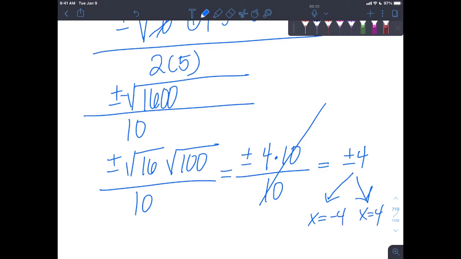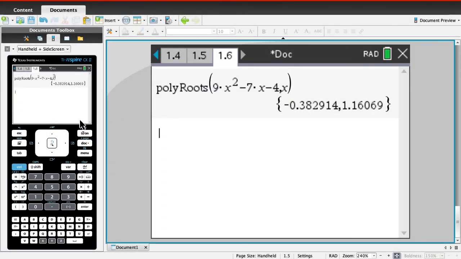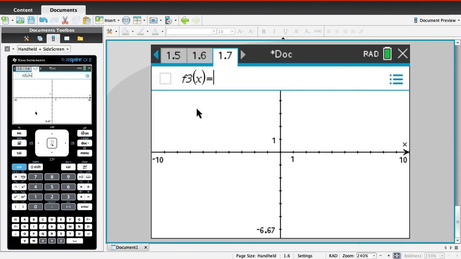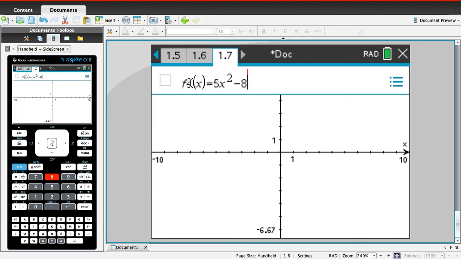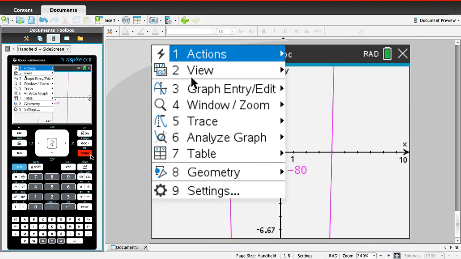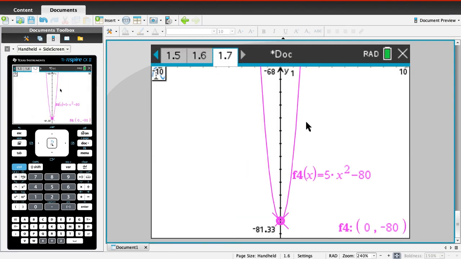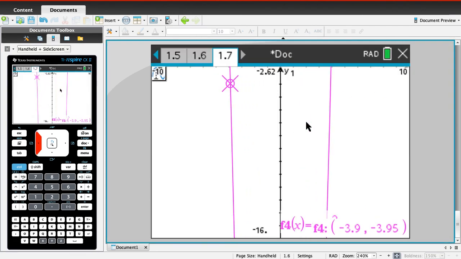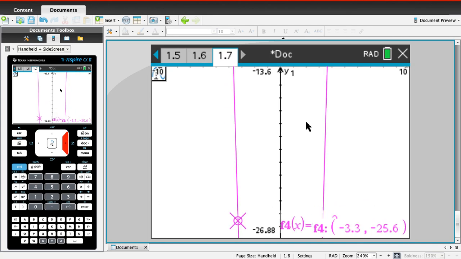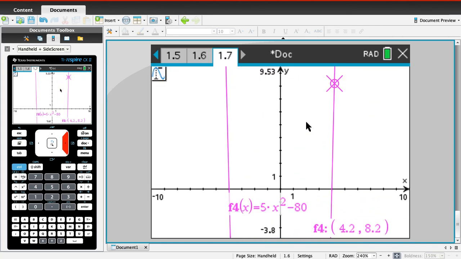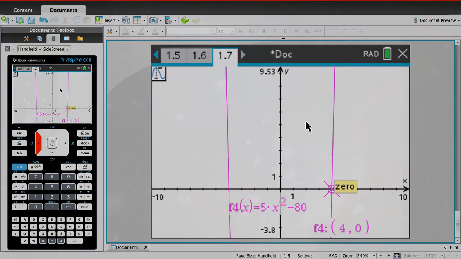So we have one root located at x equals negative 4, the other at x equals 4. Let's verify this in our calculator, and I'll graph this one. And I'll go ahead and run my graph trace. Okay, let's head over here. We have one in negative 4 as well as one on positive 4. So we most certainly got this correct.